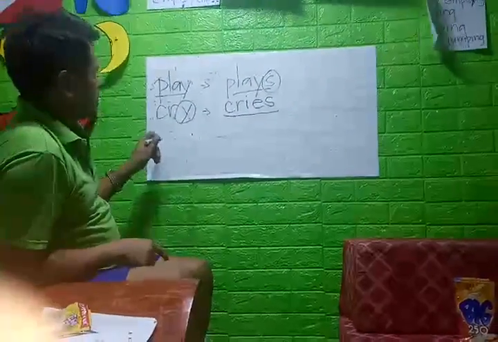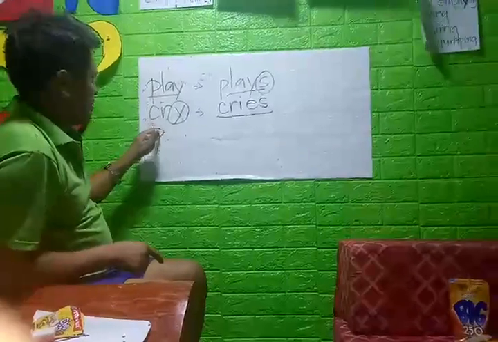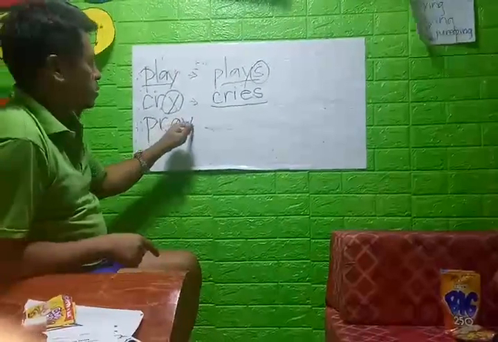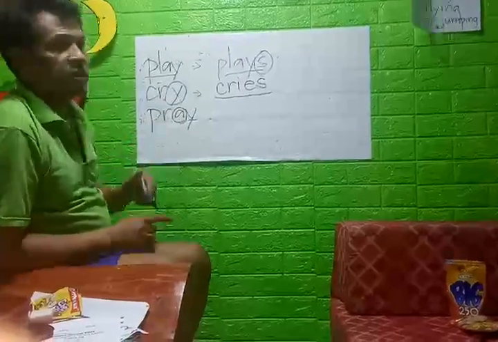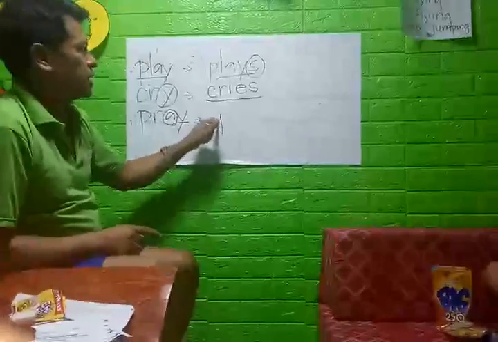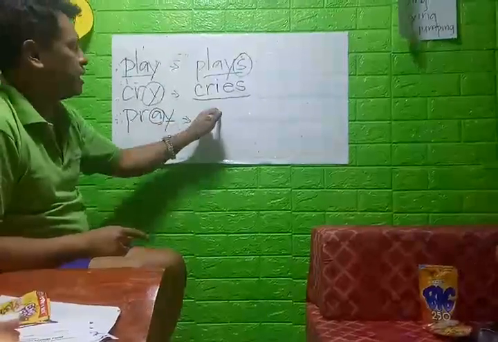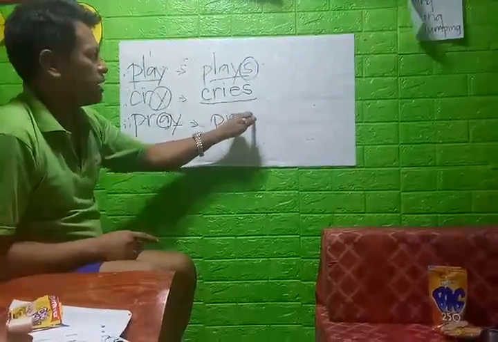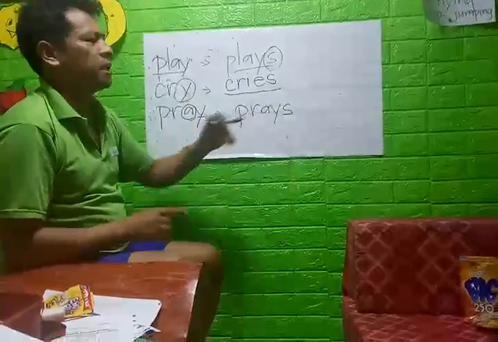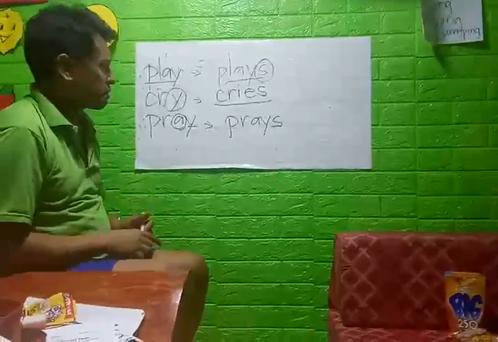Now, another example, let's say pray. So the word pray, it ends with y, but there is a vowel letter a. So if this would be the case, we will just have to copy the root word, then we have to add s. So from the word pray, it would now become prays.